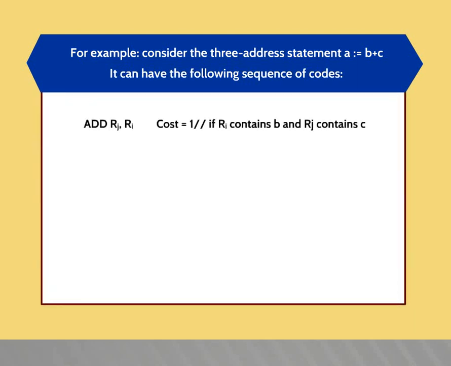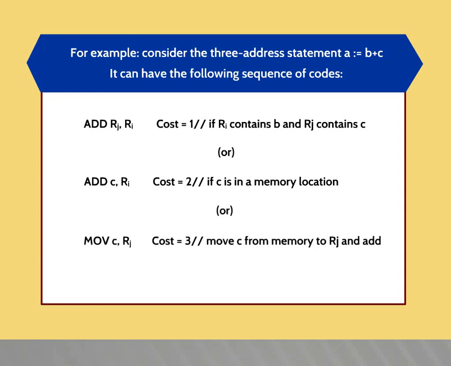ADD Rj, Ri, cost = 1, // if Ri contains B and Rj contains C. Or ADD C, Ri, cost = 2, // if C is in a memory location. Or MOV C, Rj, cost = 3, // move C from memory to Rj, and ADD Rj, Ri.